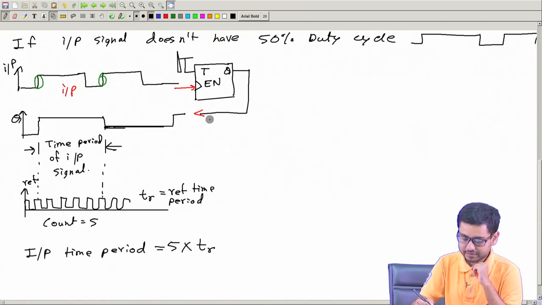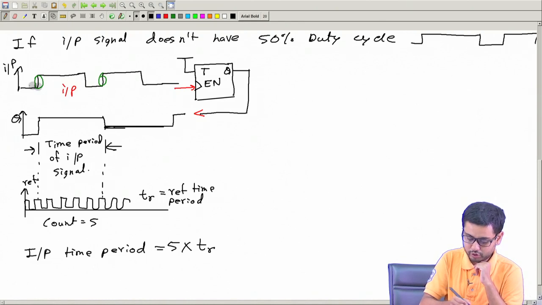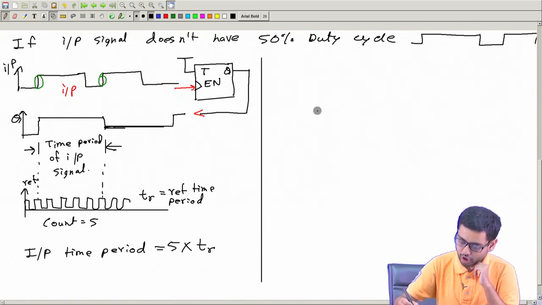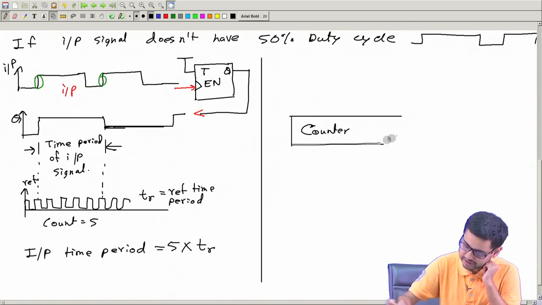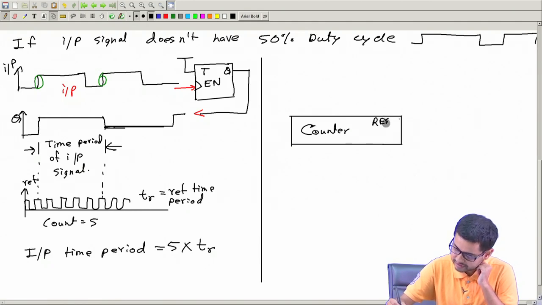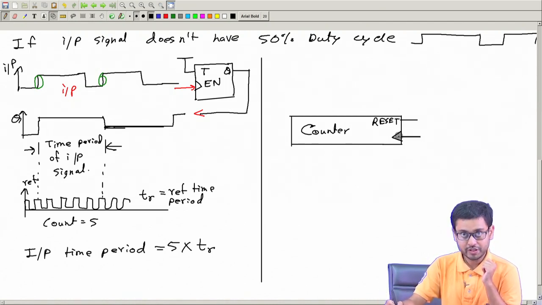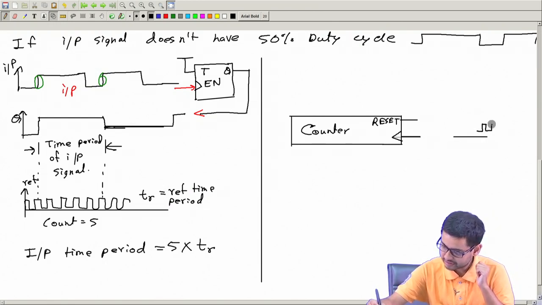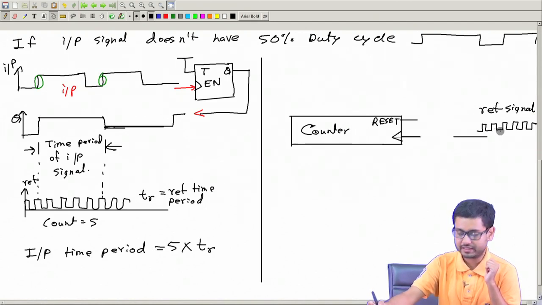So we can use a flip flop like this before this input. I mean, this input will be passed through this flip flop and then we can use it. Okay. So in this case, if I draw it schematically, so I will have this counter and it will have this reset input to make it 0 initially, and of course this clock, this is most important, but now it will count not the input signal, it will count the reference signal. Okay. So here, I will have this reference signal. So this is the reference signal, reference square wave of much higher frequency than the input signal, which will come here.